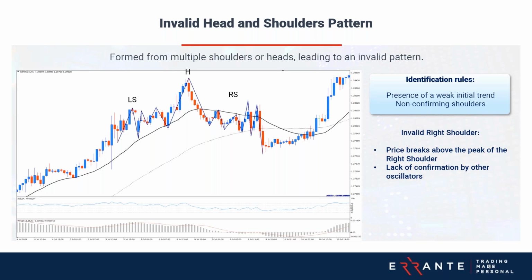Common mistakes traders make include forcing the interpretation of price action into a head and shoulders pattern when the underlying structure is flawed. This often happens when traders are overly eager to predict a market reversal and ignore the necessary criteria that validate the pattern. So let's now take a closer look at the chart example here.